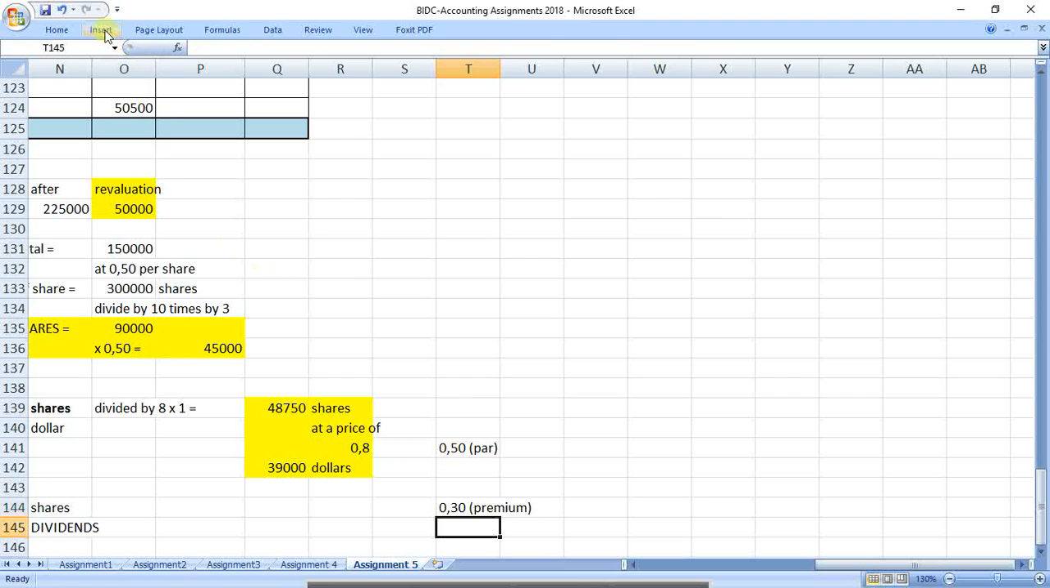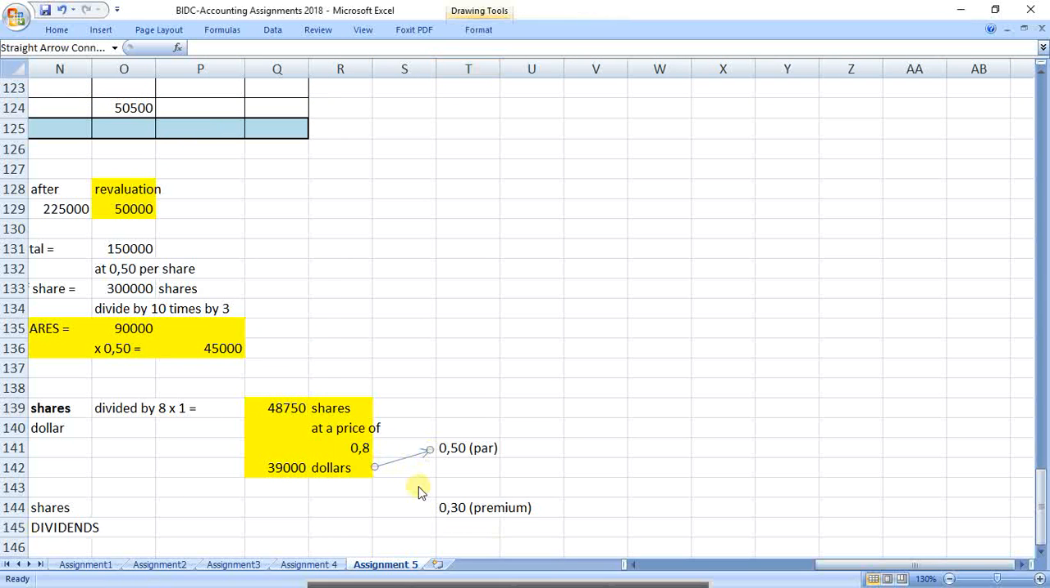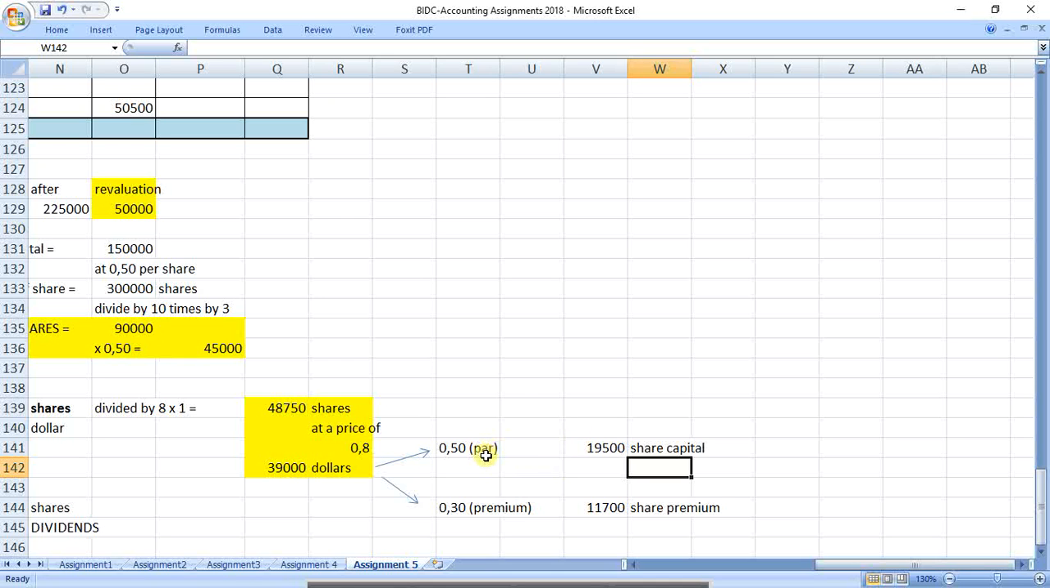Right, so I need to show the split here, just for the amounts. Okay, it needs to be split like that. All I need to do is show that percentage split, so 39,000 times 0.5 gives you that, and 39,000 times 0.3 gives you that. So this is the share premium, and this is the share capital. That needs to be split only because it was 0.8. 0.8 is more than 0.5. Do you agree? Okay, so 19,500.